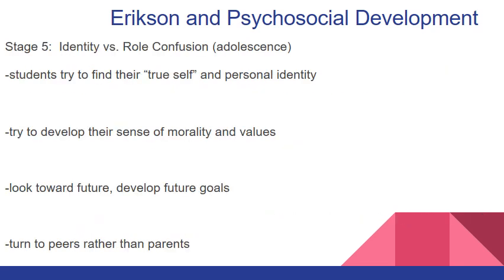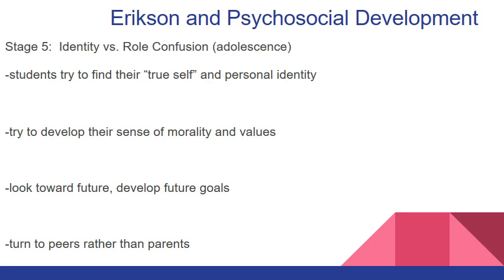Stage 5, identity versus role confusion. This is the stage that adolescents or teenagers go through. During this stage, students try to find their true self and their personal identity. They start to develop their own sense of morality and values.